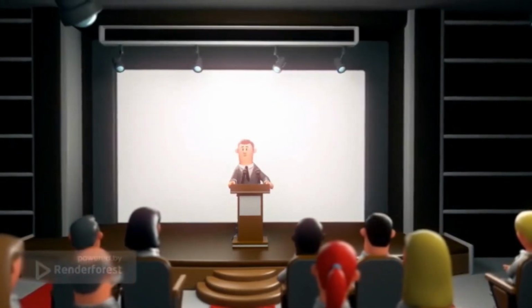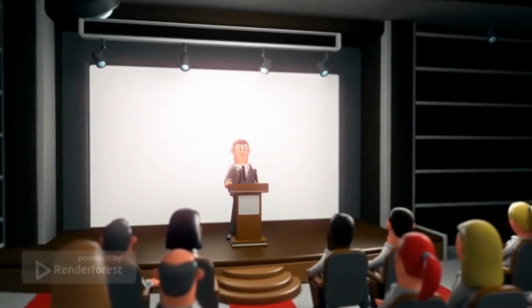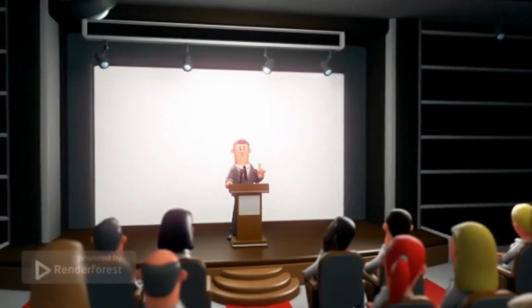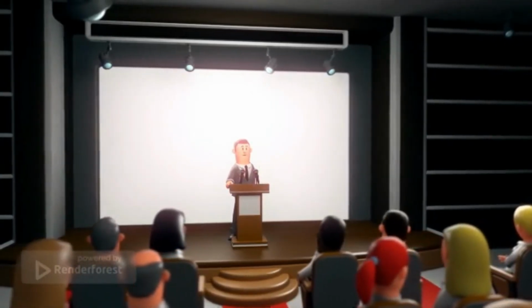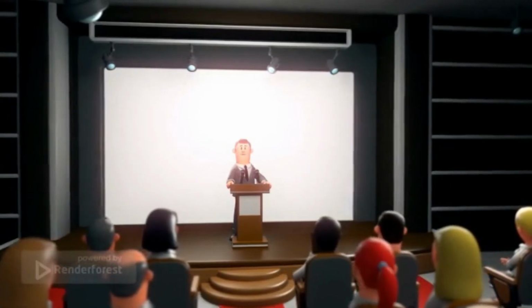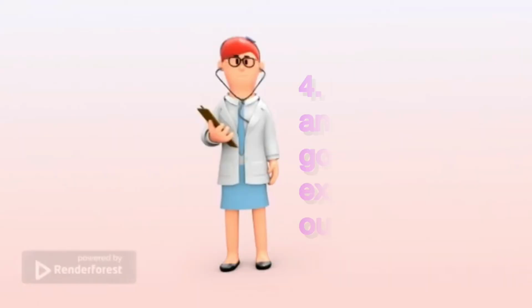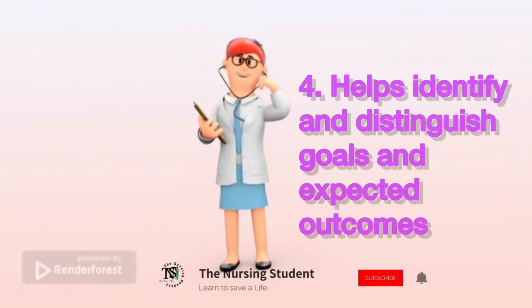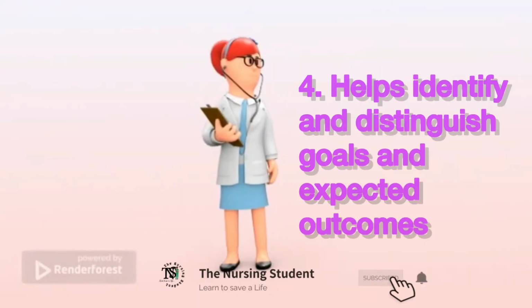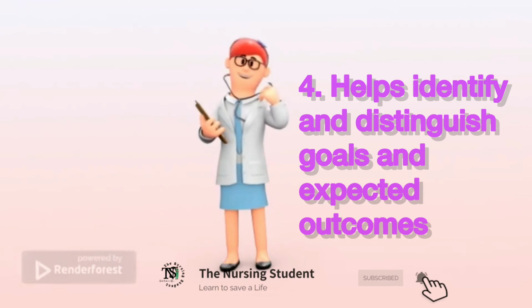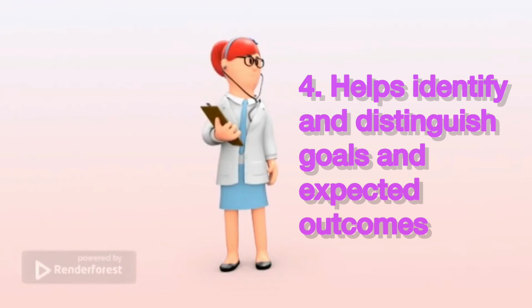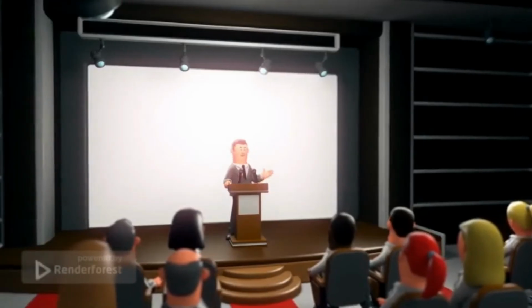If the patient has HPT, we focus on that, giving the best practice to deal with the HPT. If the patient has diabetes, we focus on all the best practices that we can put in place to deal with the diabetes. That is basically the care bundle. And then the next one is it helps us to identify and distinguish the goals and the expected outcomes. So that is what the nursing care plan does.